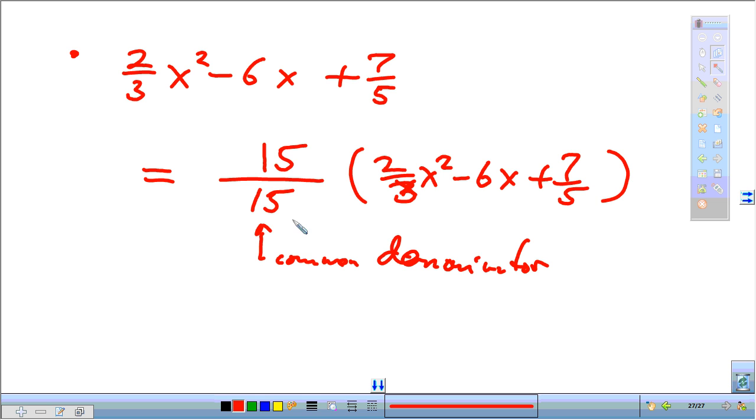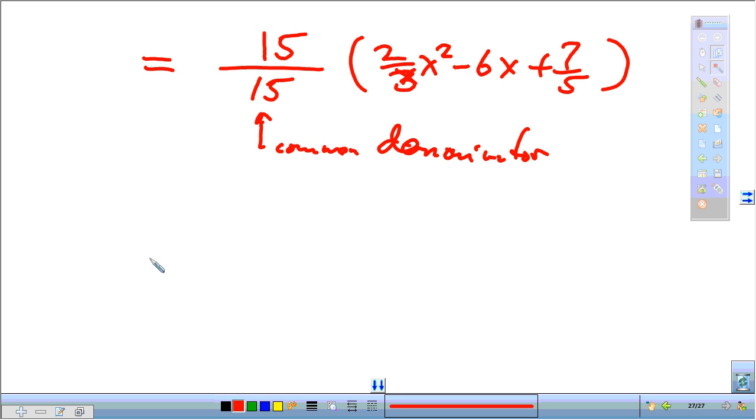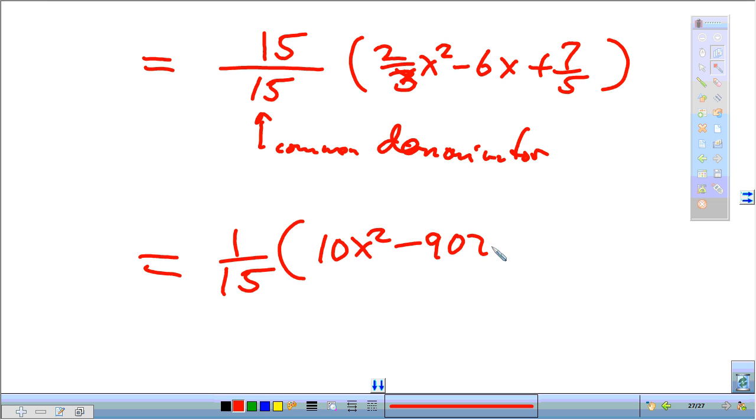So here I've just written 15 over 15, a complicated way to say 1. But if I leave 1 over 15 outside and multiply through by the 15 in the numerator, I get 10x squared minus 90x plus 21. So if I want to play around and not use fractions, I can have whole number coefficients.